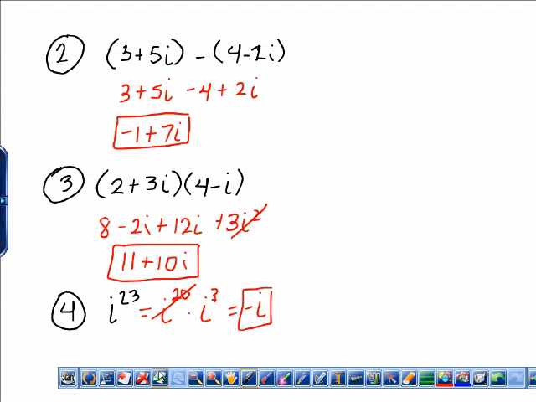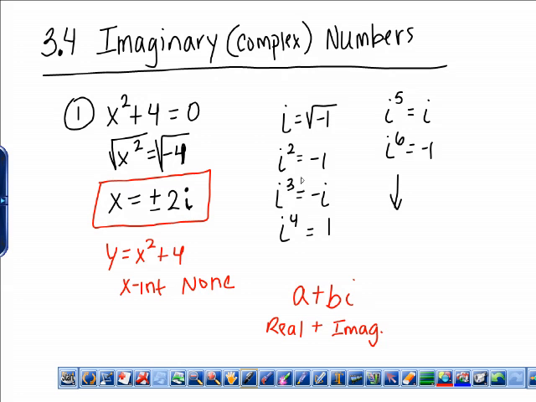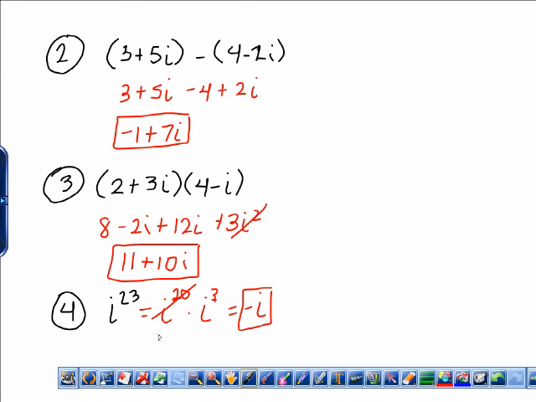Another way some people like to do this problem is to go back to this table, or this little chart. They think, okay, if i to the 20th is like i to the 4th, then i to the 21, i to the 22, i to the 23, okay? This will not work for any other multiple of 4, because the pattern is in 4, all right? So you can use this, and again, your calculator will check that.